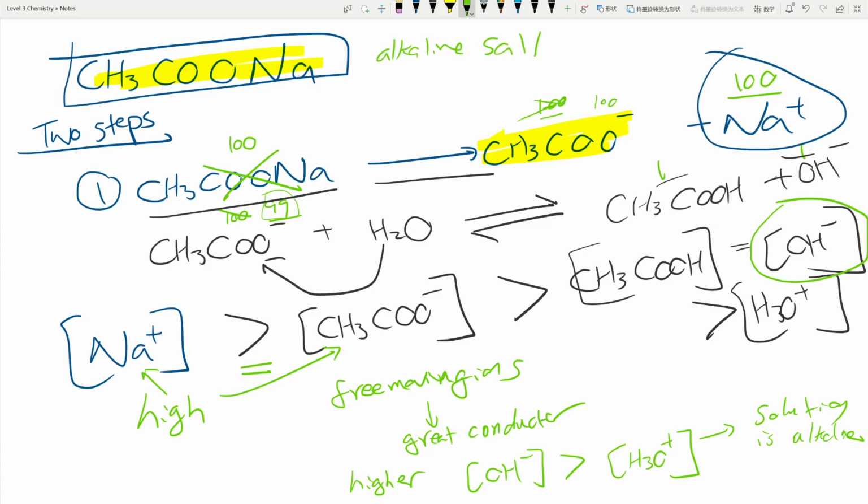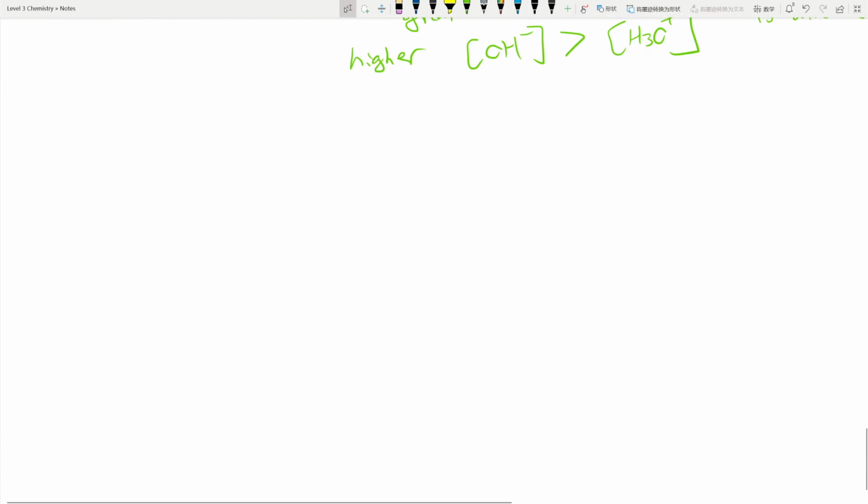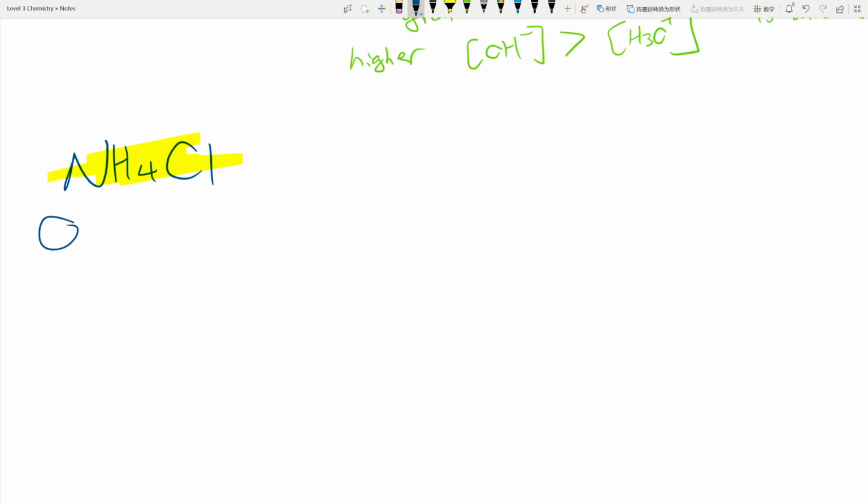And you may go, how am I supposed to know this? Well, we only really give you two examples. One is CH3COO something, and the other one is this one, NH4Cl. The same thing, two steps. Step one, dissolve it. Always separate it into the ions, NH4 plus and Cl minus.